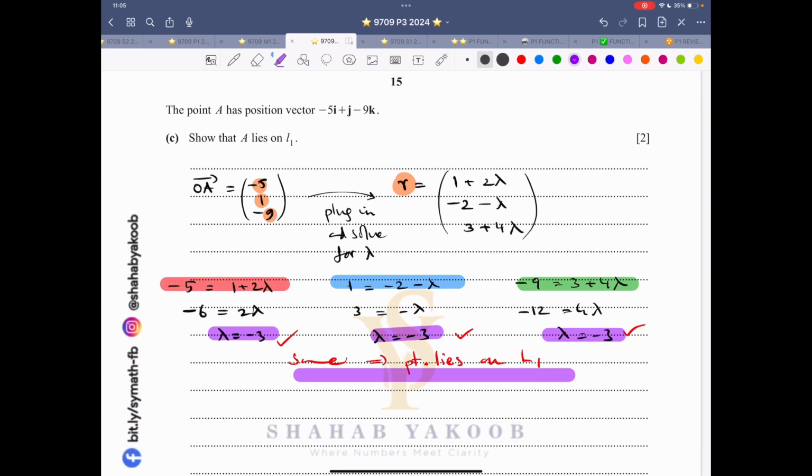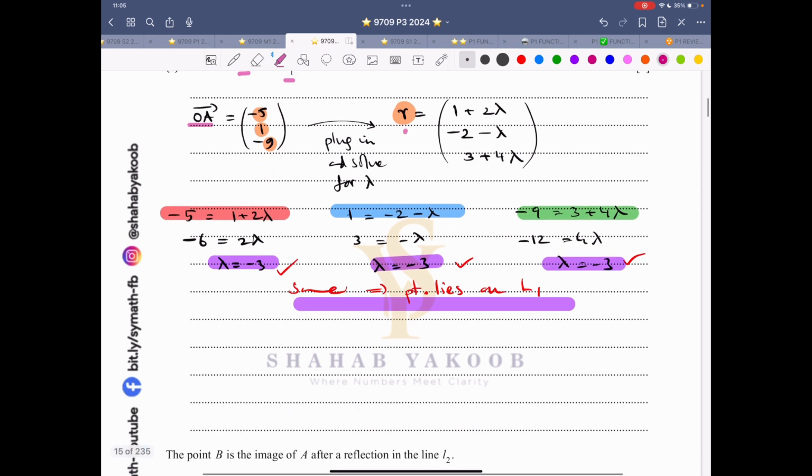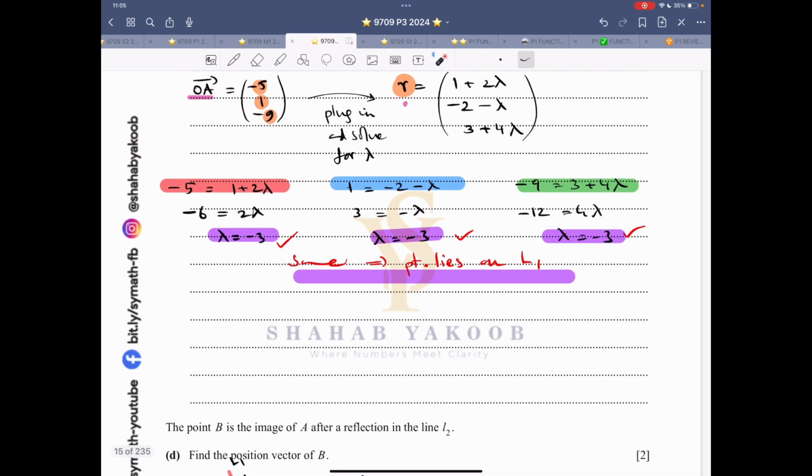Now it further says that the point A has position vector such and such. Show that A lies on L1. So this is OA. Plug it in over here in place of r. You get three equations, one unknown, and they all give the same value of a. That is the litmus test. It shows that the point lies on line L1.